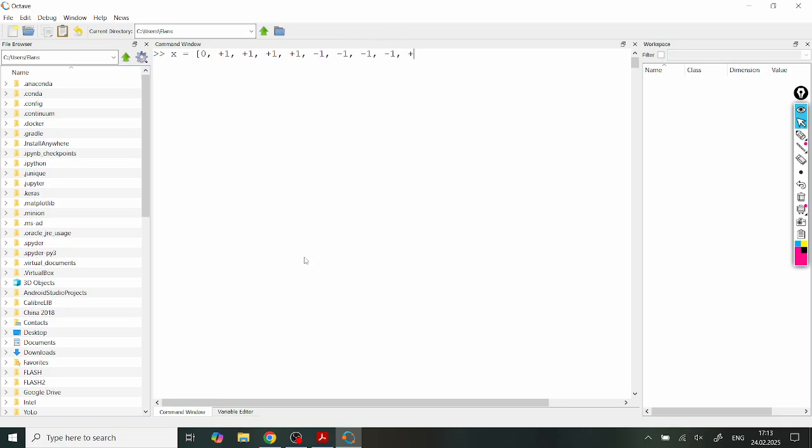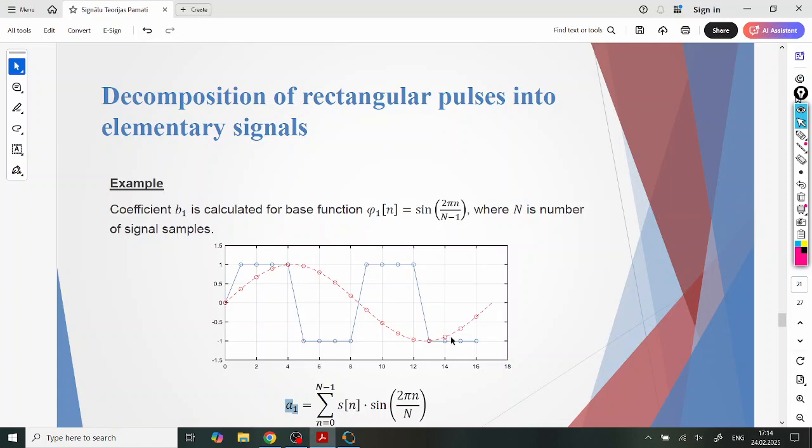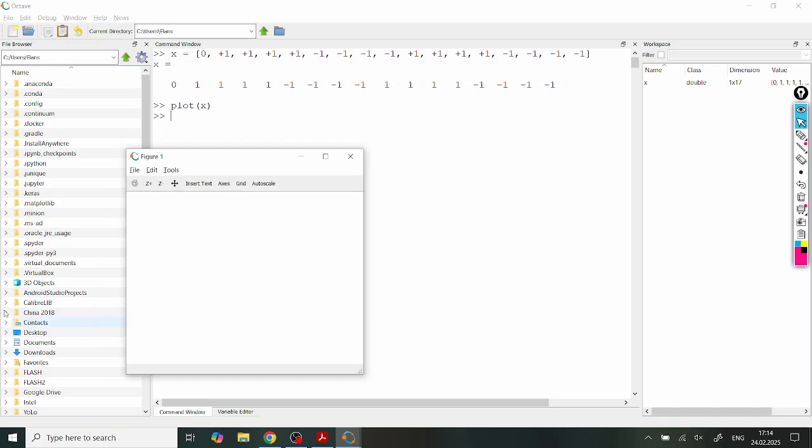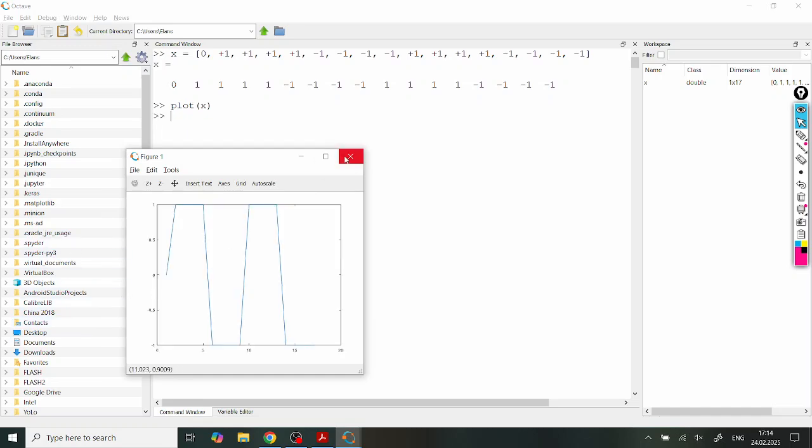Then I have again 4 plus 1s. That's 3. And then again 4 minus 1s. Do I have a 0 at the end? No, I don't. That is my signal samples, which you can plot if you want to. Yeah, so that's the same signal.